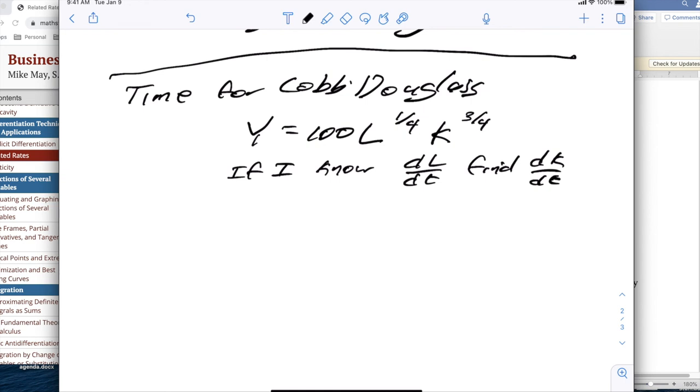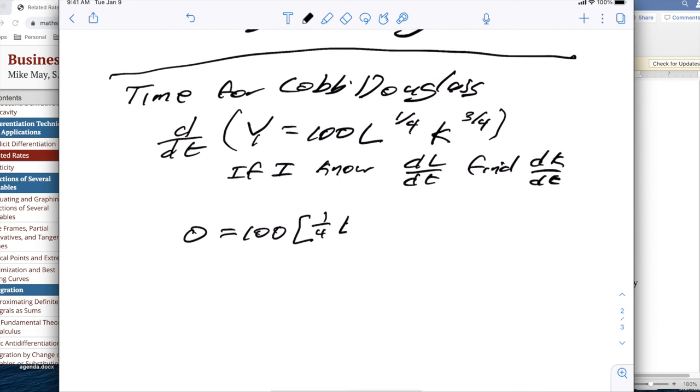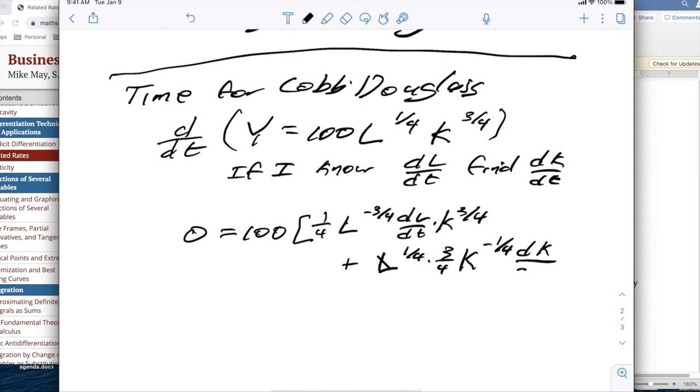So one of these is moving and measurable, and I want to use it to predict the other. So I hit the entire equation with the operator derivative with respect to t, and I'm going to get 0 equals 100 times, I have a product rule here, 1/4 L to the minus 3/4 times d labor dt times k to the 3/4 plus labor to the 1/4 times 3/4 times k to the minus 1/4 times dk dt.